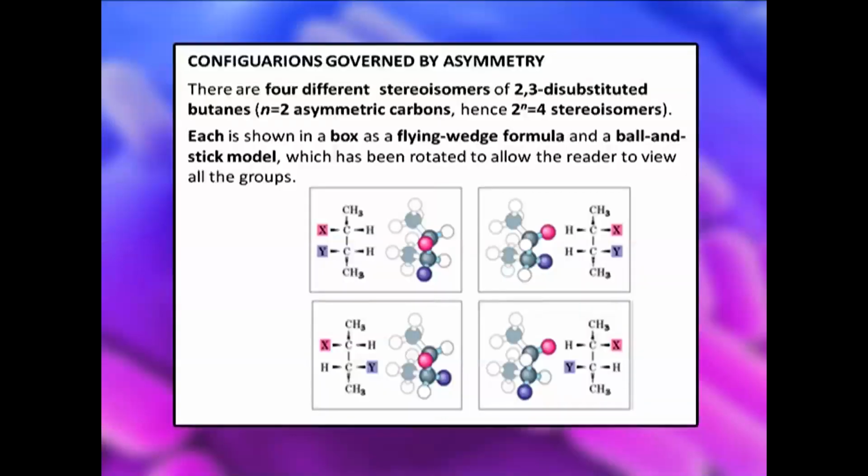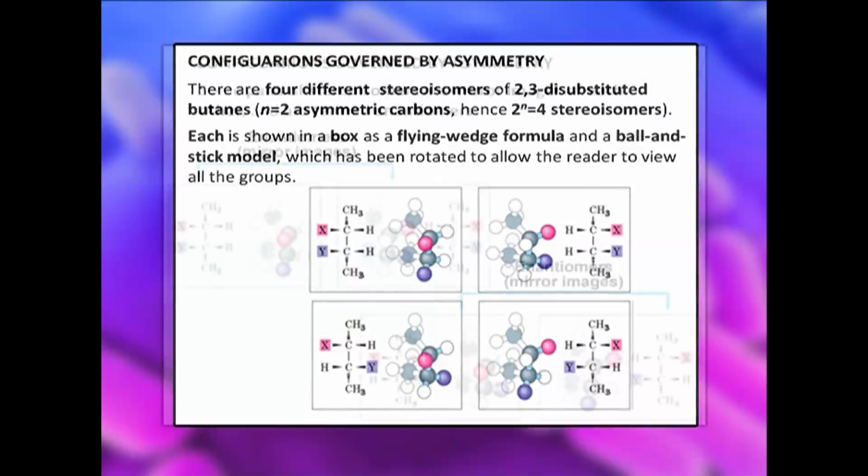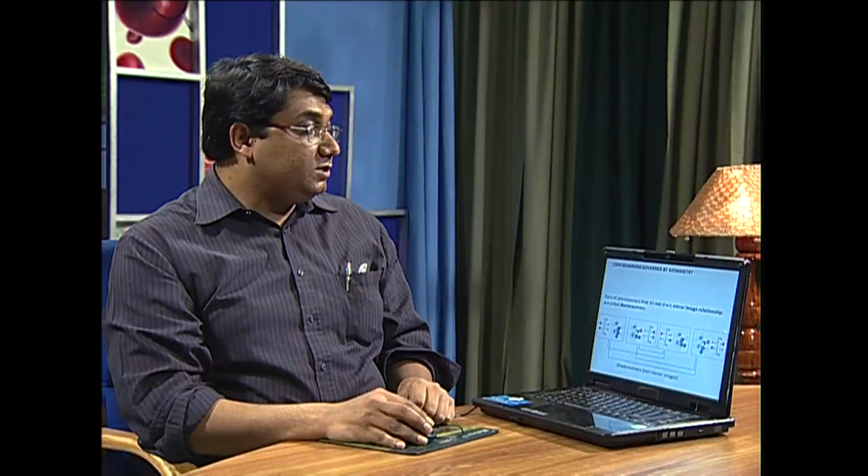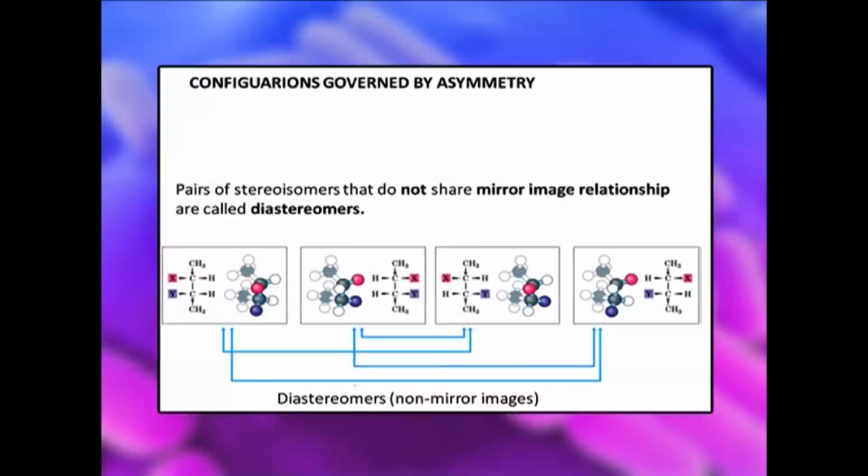So, these 4 structures are shown here in these boxes. Some of the structures are mirror images of each other. This with this, as well as this with this. They are enantiomers of each other, or enantiomeric pairs. On the other hand, the other combinations are not mirror images of each other, so they will be called diastereomers. Like this structure with this, and this structure with this. They have no mirror image relationship.